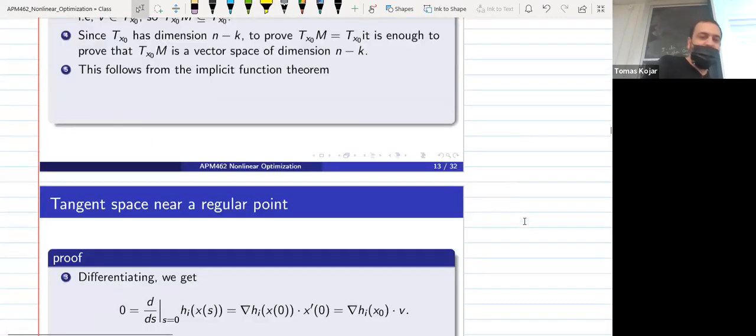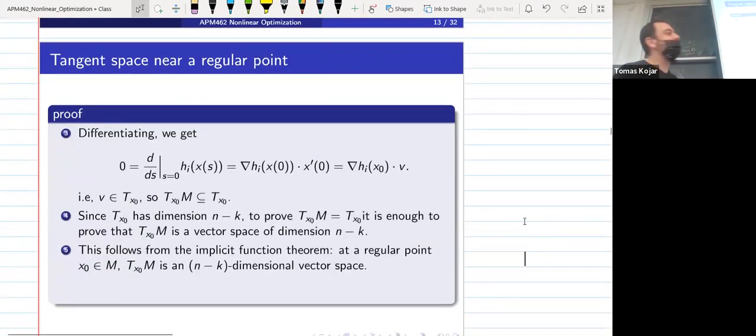All right, implicit function theorem. So hopefully you remember from first week. It says that if you give me a regular point, then locally you are a graph of a function.